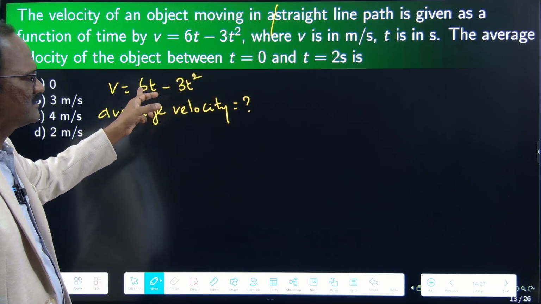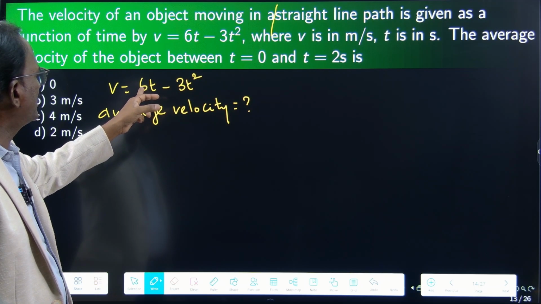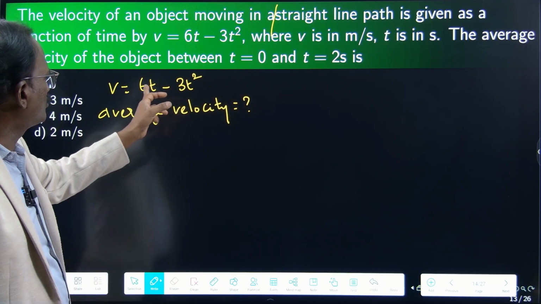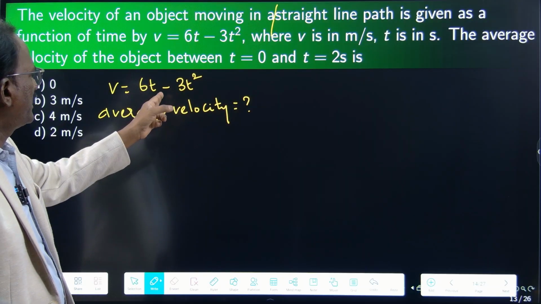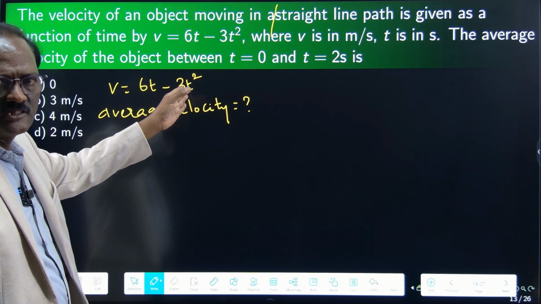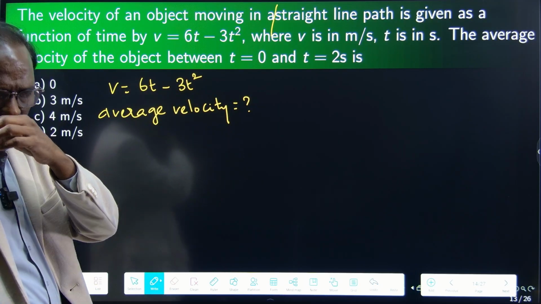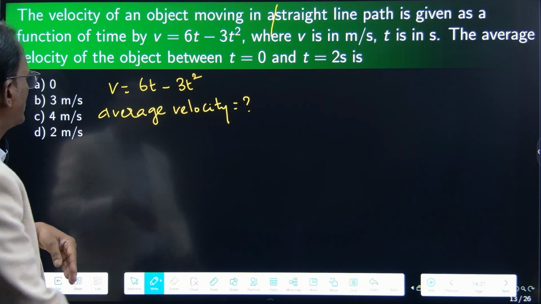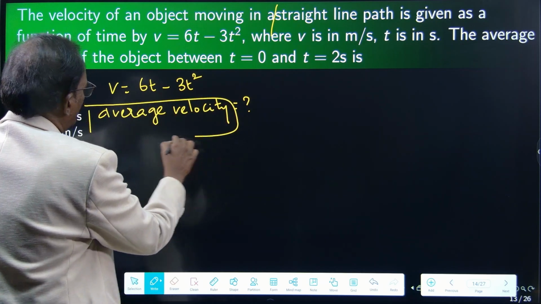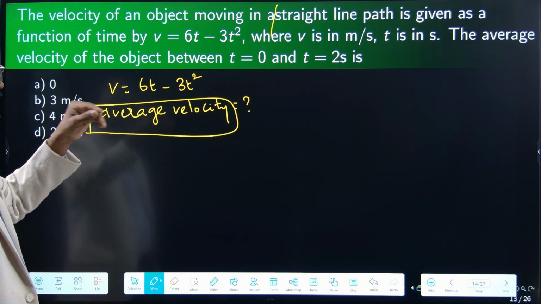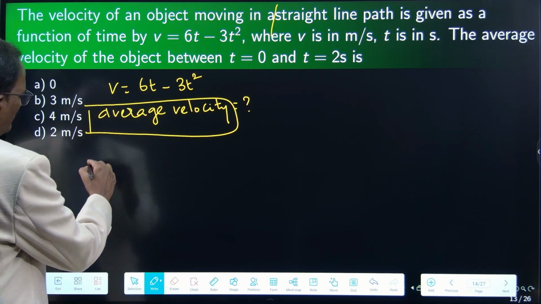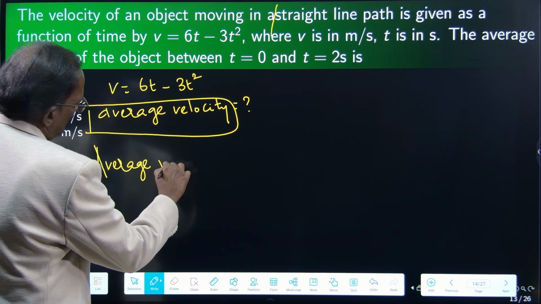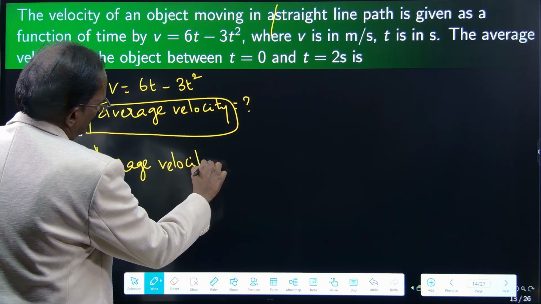If you put t = 0, you get 0. If you put t = 2, 6 into 2 is 12, minus 3 into 2 square, which is also 12. 12 minus 12 is equal to 0. So you will get 0 as the answer, because that is the instantaneous value. But the question is about average velocity. So we have to write the fundamental equation we have studied earlier.